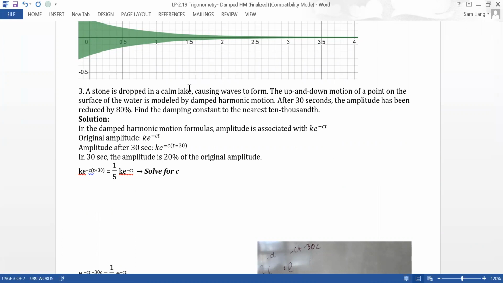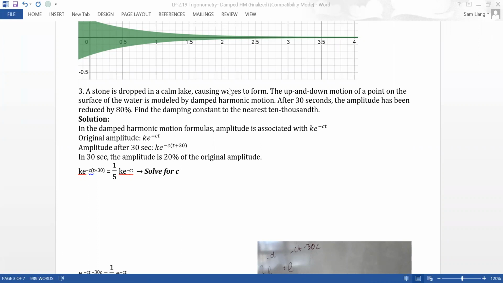A stone is dropped in a calm lake, causing waves to form. The up and down motion of a point on the surface of water is modeled by the damped harmonic motion. After 30 seconds, the amplitude has been reduced by 80%. Find the damping constant to the nearest 10,000th.